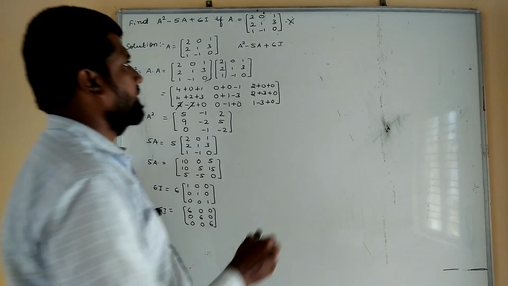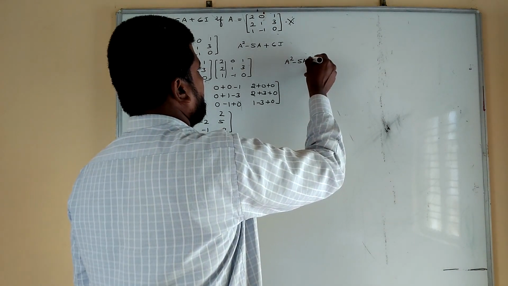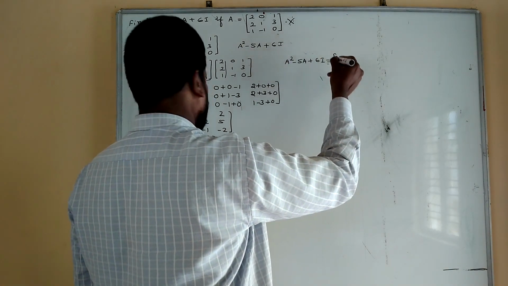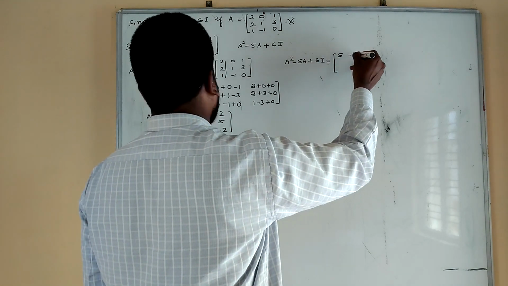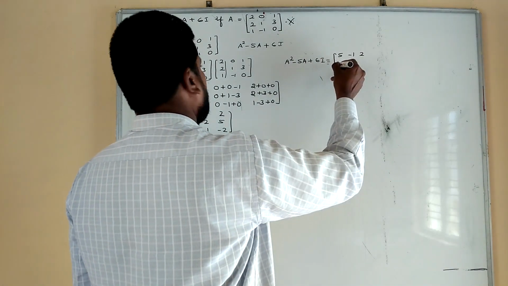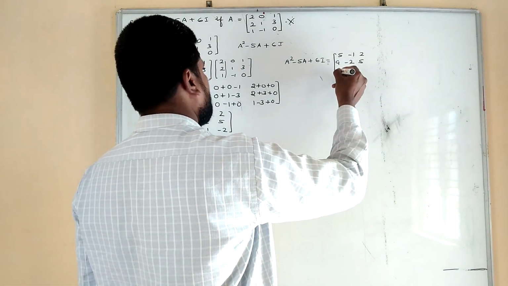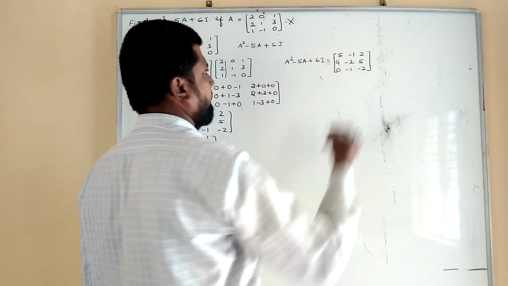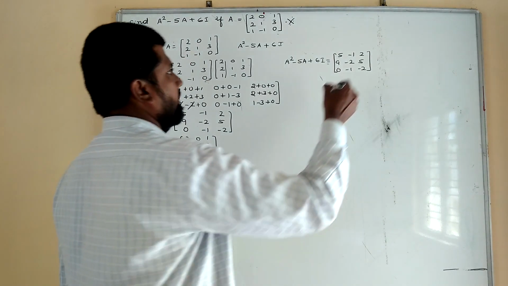So now let us substitute in the equation. What is the equation? A square minus 5A plus 6I is the equation. So let us write the A square. What is the value of A square? 5 minus 1, 2, then 9 minus 2, 5, then 0 minus 1, minus 2. This is the value of A square. So A square, then minus 5A. What is the value of 5A?